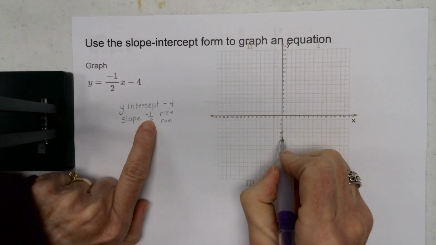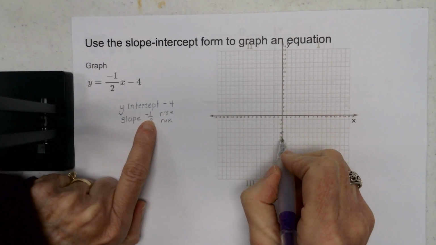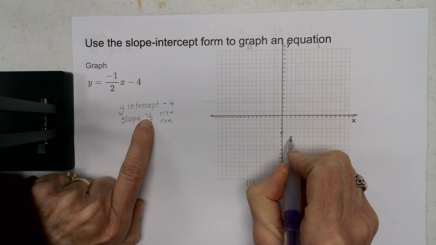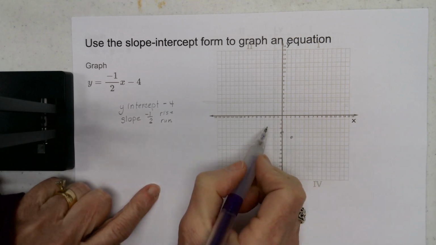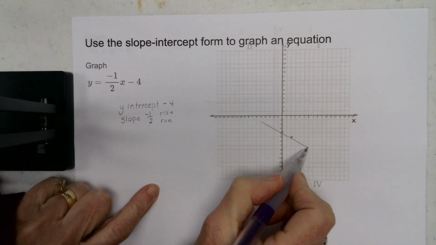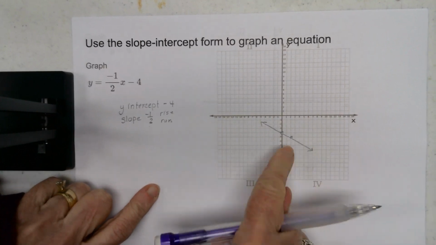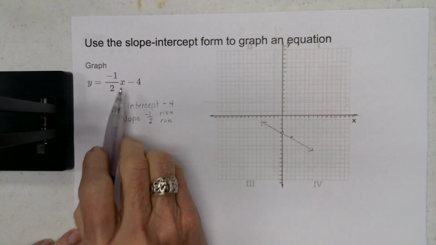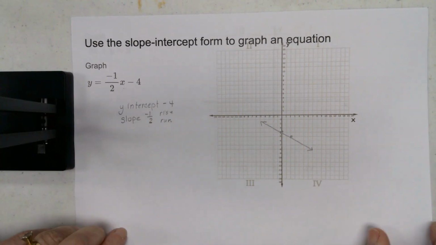So I'm going to go from this point, from the y-intercept, I'm going to go down 1 and to the right 2, and I'm going to put another dot, and I'm going to draw a line through it. This is the line that's represented by that equation. All right, let's do another one.